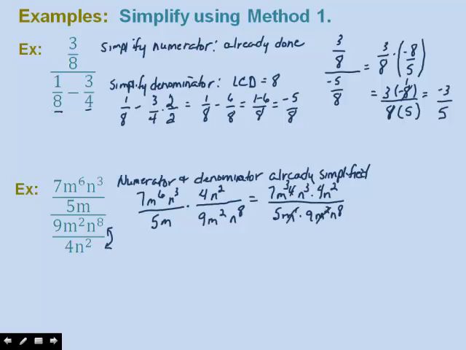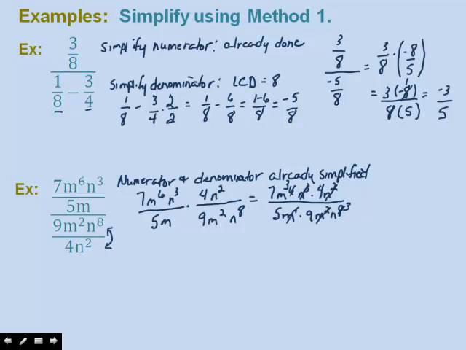Now with the n's, we have an n cubed and an n squared on the top, and n to the 8th on the bottom. So we have a total of 5 on the top. We can cancel all of those and cancel 5 on the bottom, so we have 3 left.